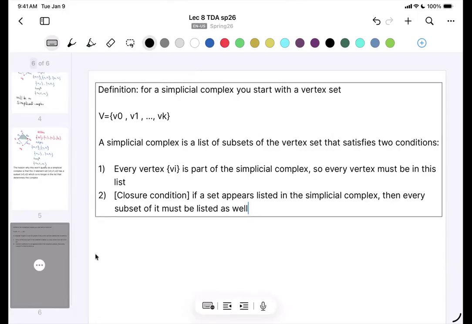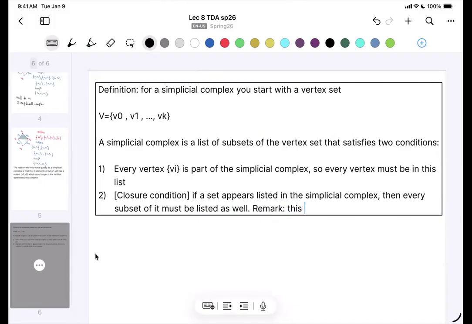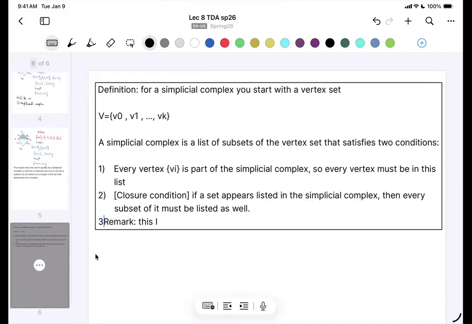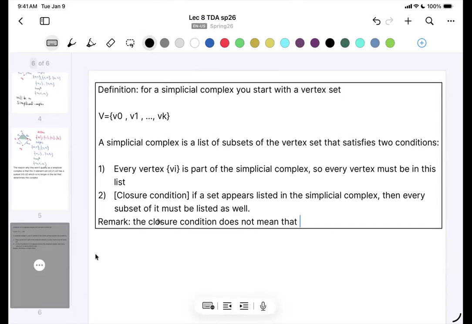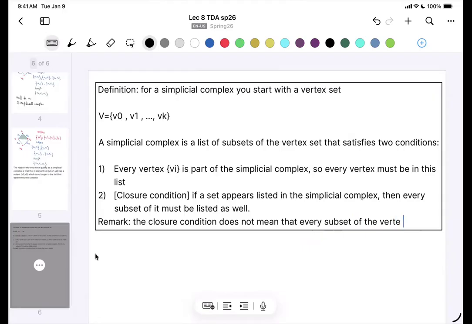So note, just as a remark: the closure condition does not mean that every subset of the vertex set is part of the simplicial complex. It doesn't say that every possible subset of the vertex set is in the simplicial complex.